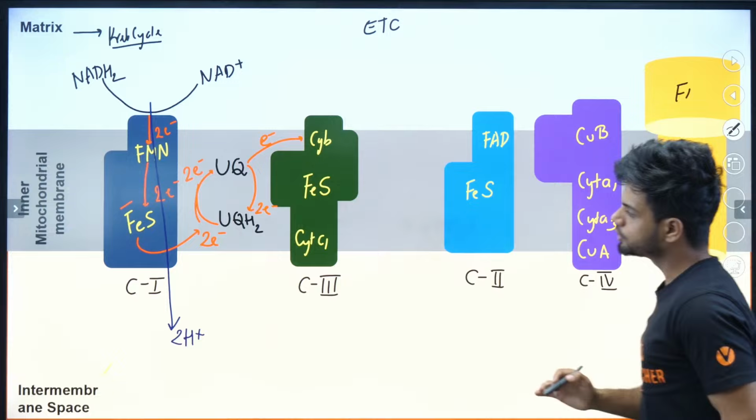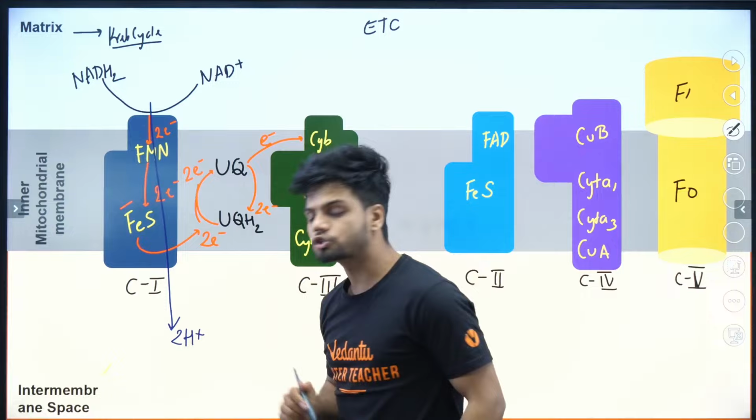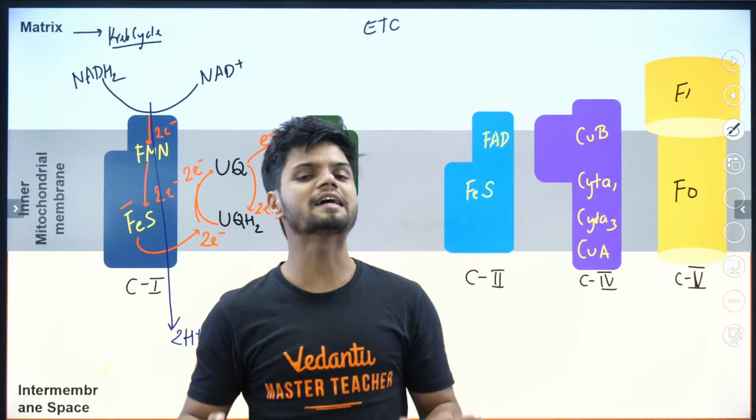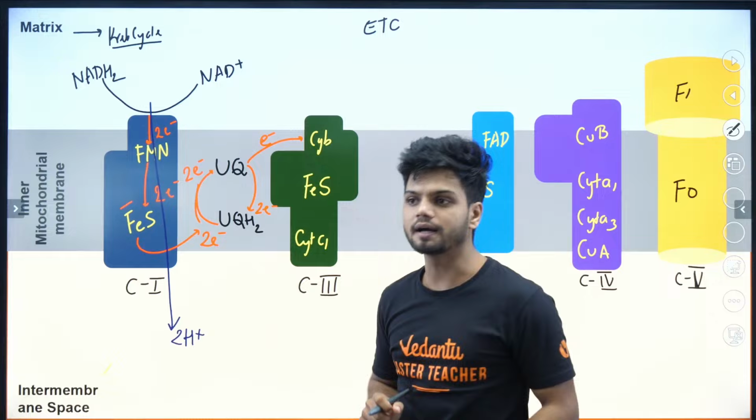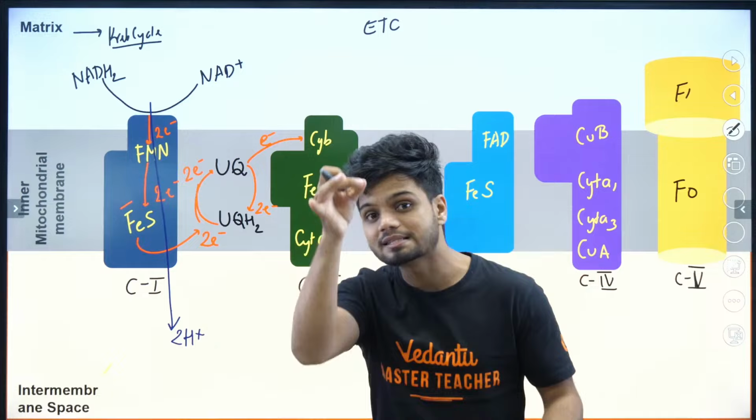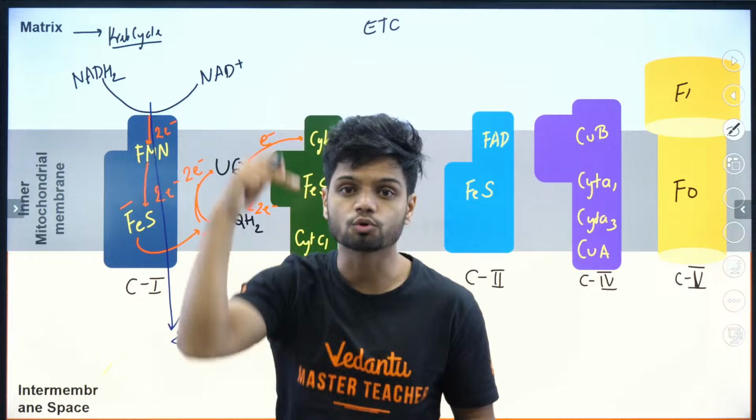This first complex is called NADH dehydrogenase. Now this NADH dehydrogenase not only sends its 2H plus here, it does its own work. It is self-sufficient. It sends two protons from your matrix region to your intermembrane space.